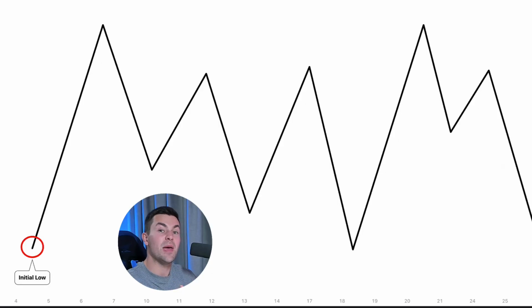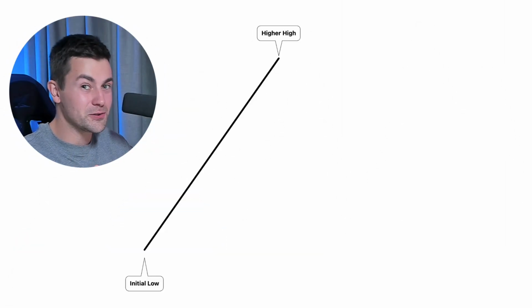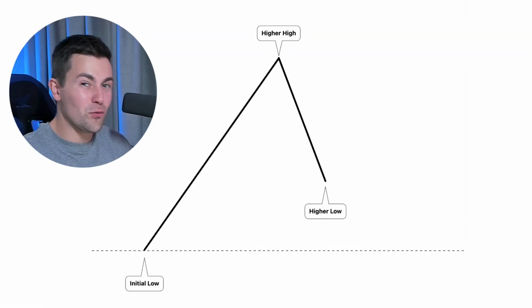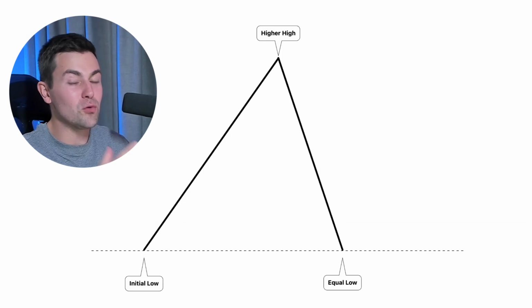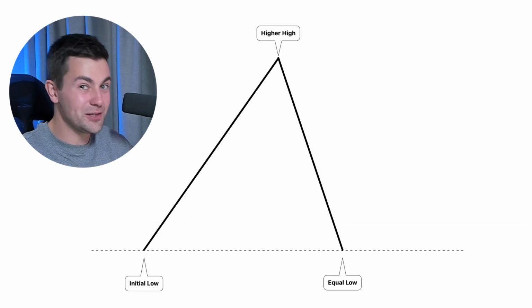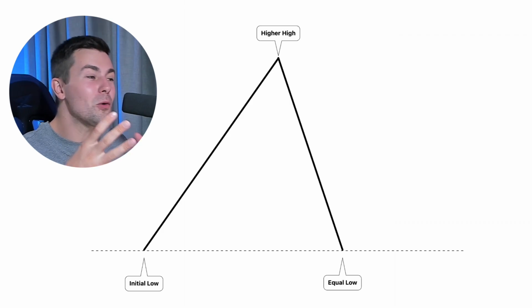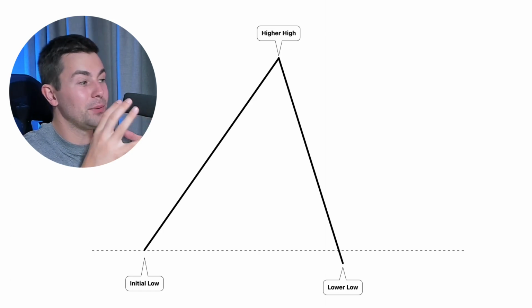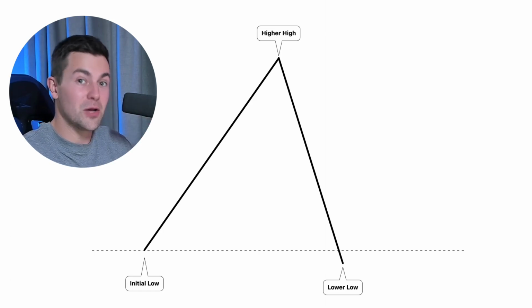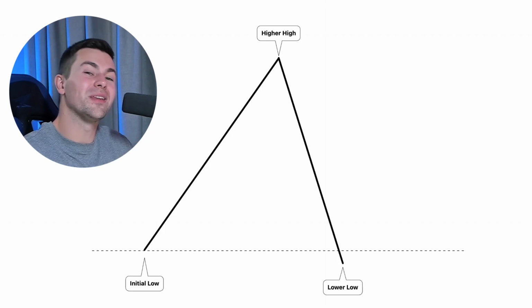If you start your CHoCH mapping from the lowest low, such a point will be called the initial low. A completion point of a bullish movement from the initial low will be called higher high. A completion point of a consequent bearish movement that completes above the level of the initial low will be called higher low, while a completion point of a consequent bearish movement that completes on the level of the initial low or any other low will be called the equal low. A completion point of a consequent bearish movement that completes below the level of the initial low or any other low will be called lower low.